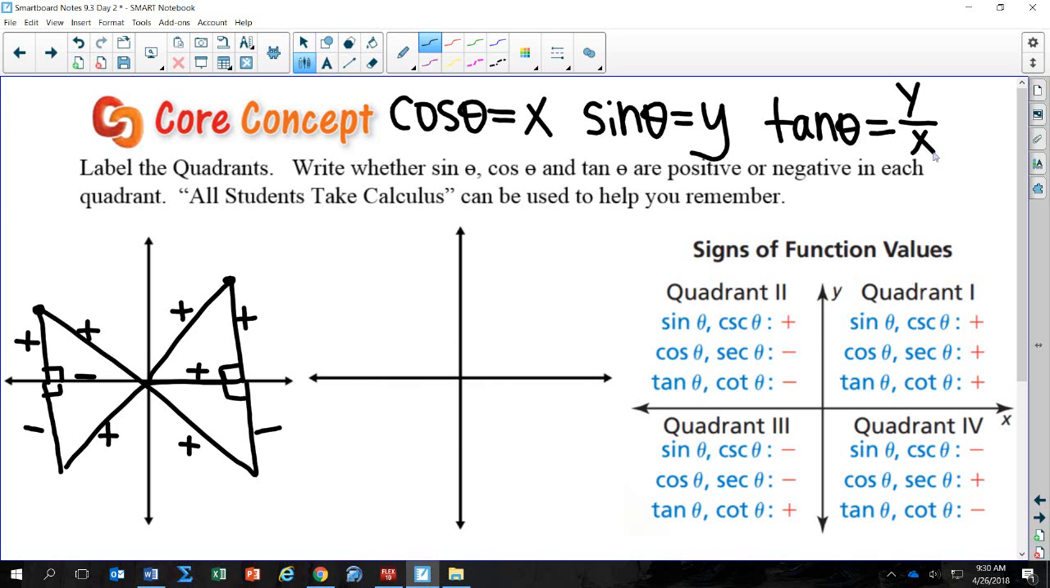In the first quadrant, are your x values positive? Yes, so cosine's positive. Are your y values positive? Yes, so sine's positive. Would y over x be positive? Is your y value over your x value positive? Yes. So in the first quadrant, everything's positive. So I'm going to put a big A for all, big A for all in the first quadrant.